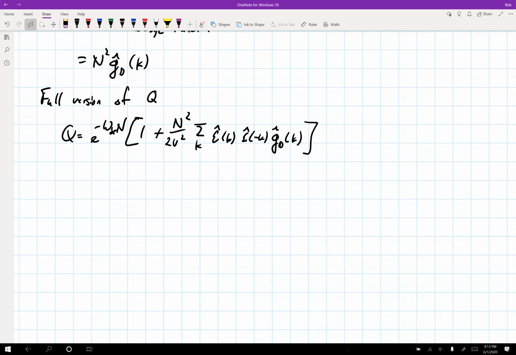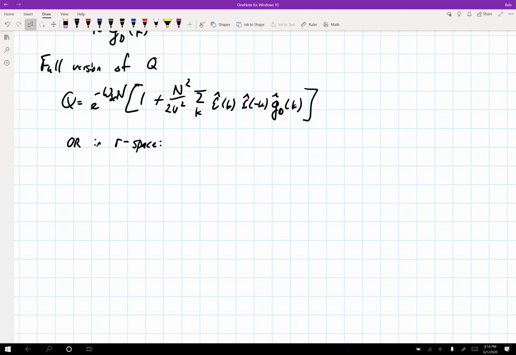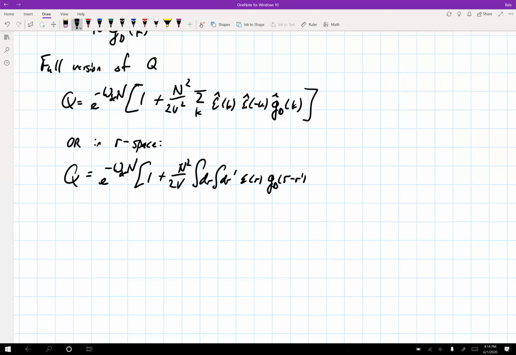All right, and so this is the full quadratic approximation to the homopolymer partition function, written as a sum over the Fourier modes. We can also write the whole thing in real space. Instead of a sum over Fourier modes, we can write it as an integral. It's a little less straightforward than some of the integral rules we've used before, because we have two functions multiplied together with the same k, which indicates a convolution. Then we also have a function of k times a function of minus k, which indicates an integration over space. But what you end up with at the end is e to the minus w star n, times 1 plus n squared over 2v, integral dr prime epsilon of r, Debye function of r minus r prime, epsilon of r prime.